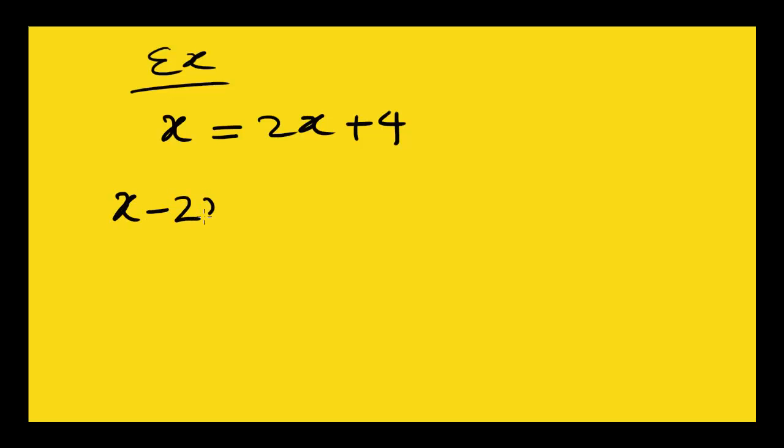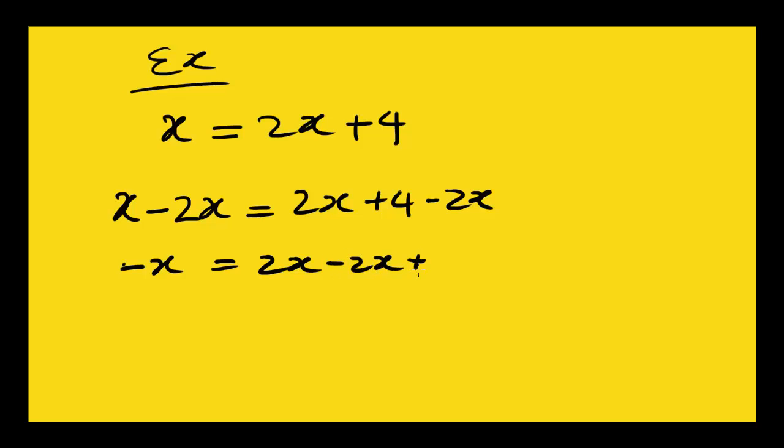Subtracting 2x from both sides gives, here we have x minus 2x, which is minus x. Here I'm just going to rearrange before simplifying as this. So I have minus x equals 0 plus 4. Now I have minus x equals 4. Again, we want to say x equals something, not minus x equals something.